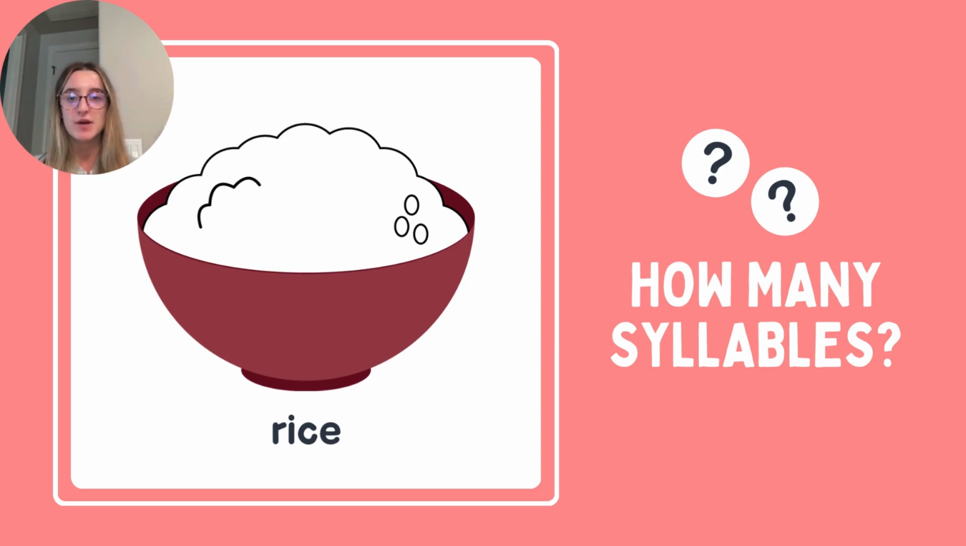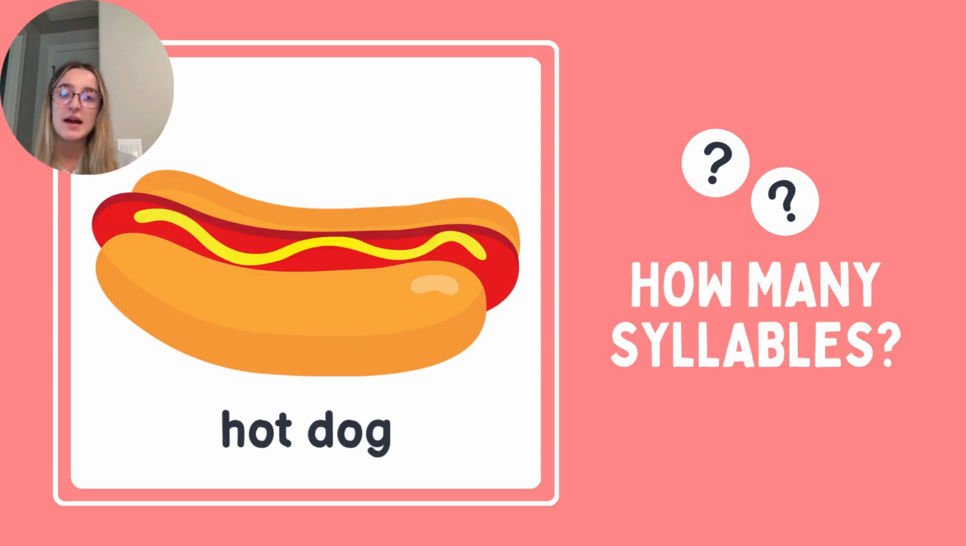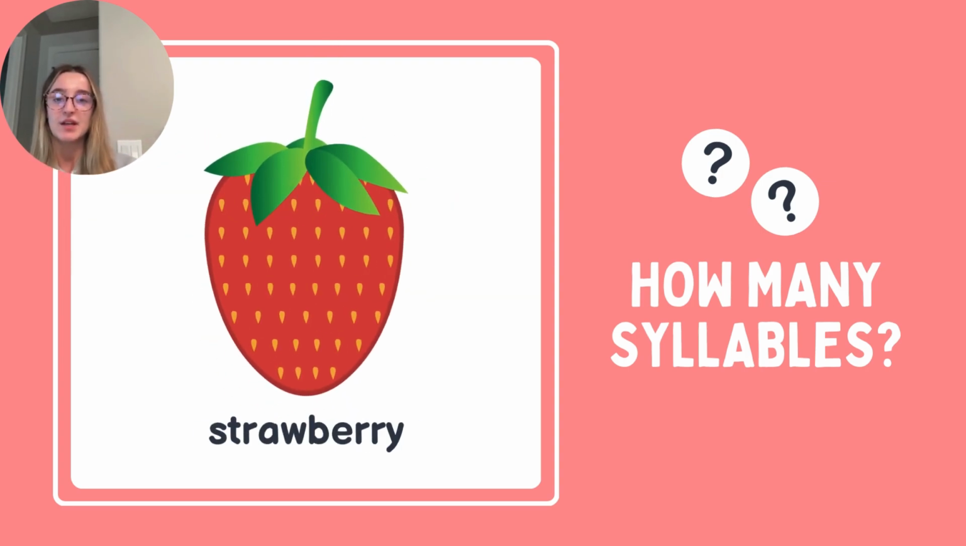So let's look at this first one. Rice. How many syllables are in that one? Yes, good job. There is 1. Now, how about this one? This one looks a little interesting. Can you guys sound that one out on your own? And can you show me on your whiteboard how many syllables that one has? Good job. Good job.